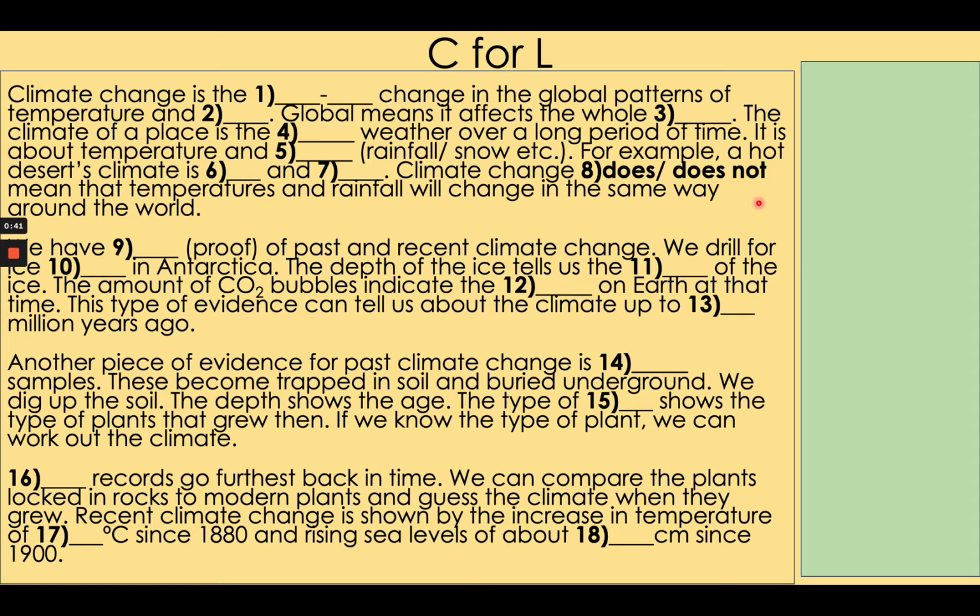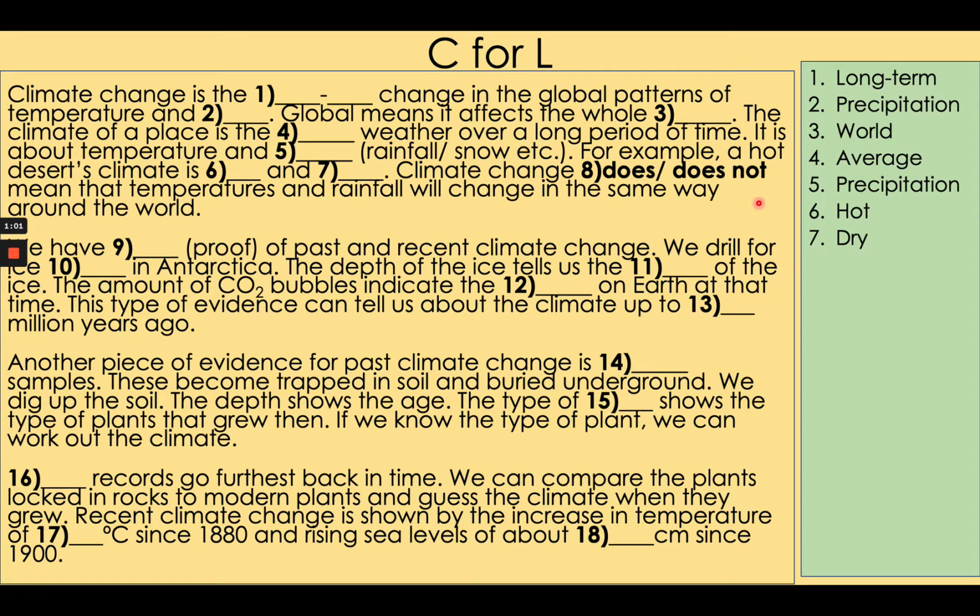So number 1, climate change is the long-term change in the global patterns of temperature and precipitation. Global means it affects the whole world. The climate of a place is the average weather over a long period of time. It is about temperature and precipitation. For example, a hot desert's climate is hot and dry. Climate change does not mean that temperatures and rainfalls will change in the same way around the world.